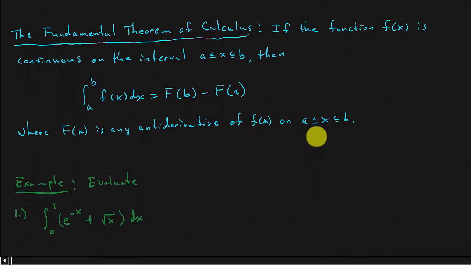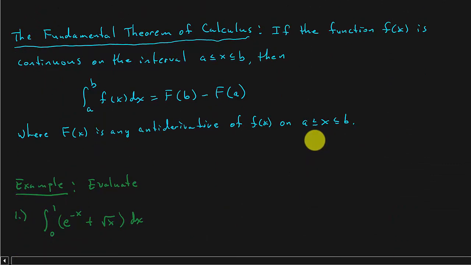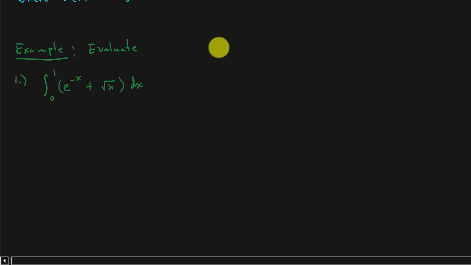All right, so we've got the fundamental theorem of calculus. If the function f of x is continuous on the interval a to b, then the integral from a to b of f of x dx is equal to capital F of b minus capital F of a, where capital F of x is any antiderivative of f of x on a to b. So basically what we're doing is we're integrating it, and then once we integrate it, we're taking the antiderivative evaluated at the upper limit minus the antiderivative evaluated at the lower limit. So let's do some examples here.